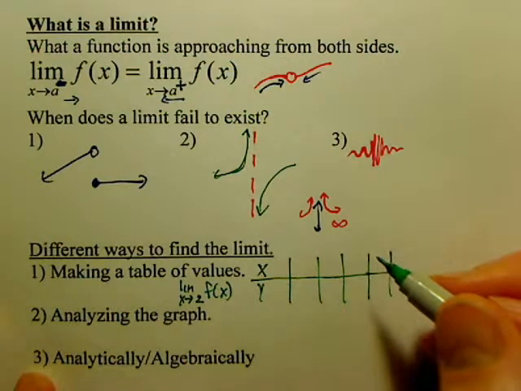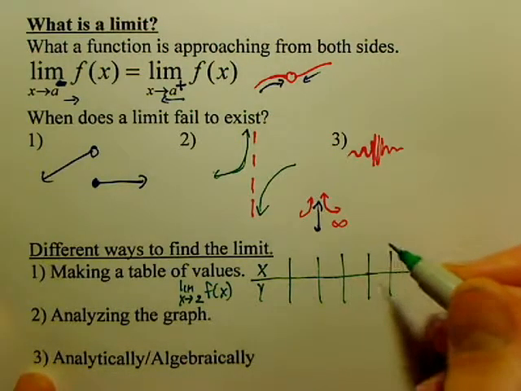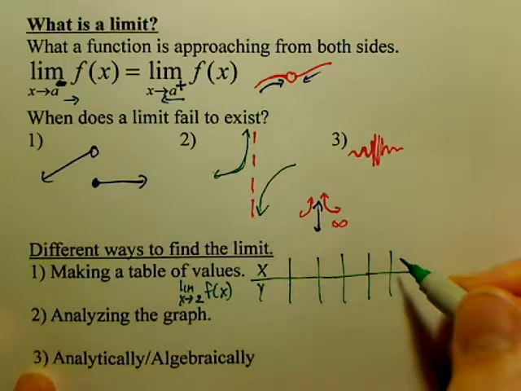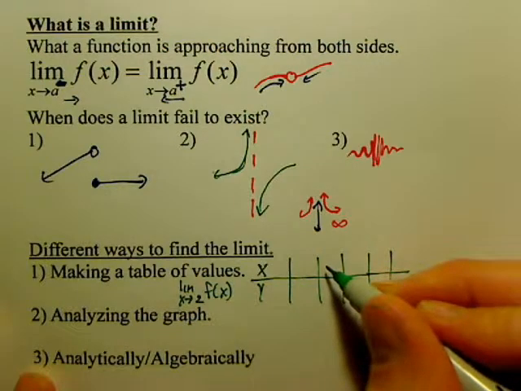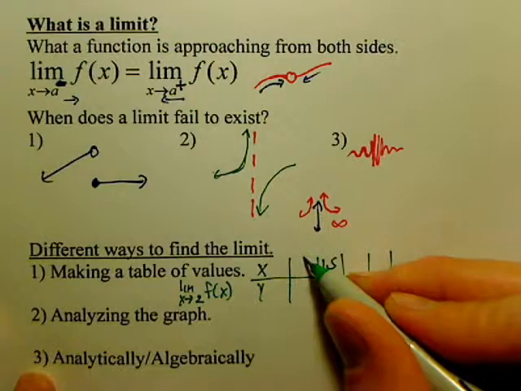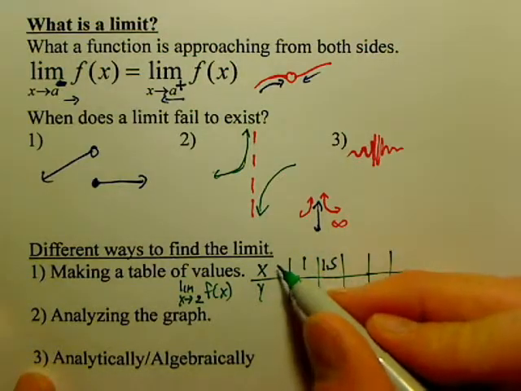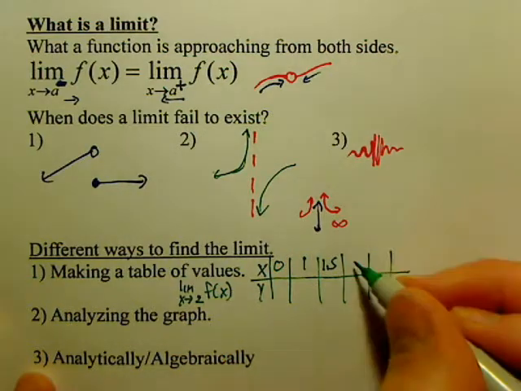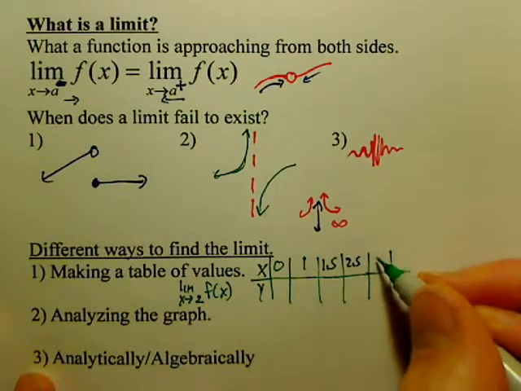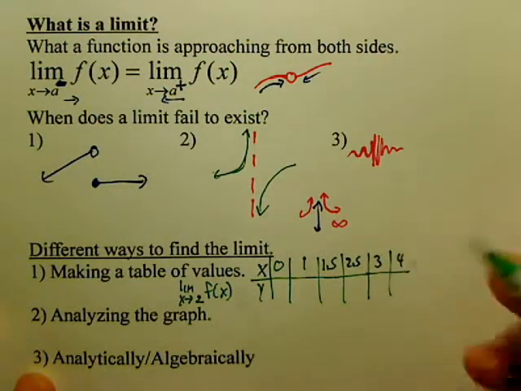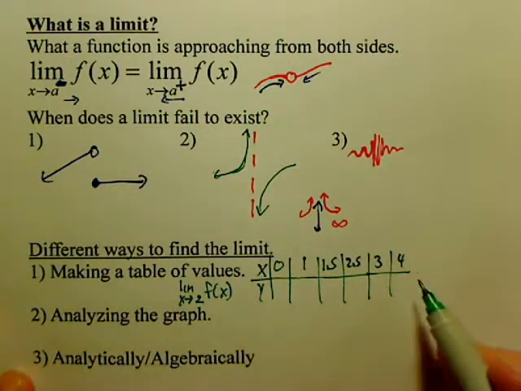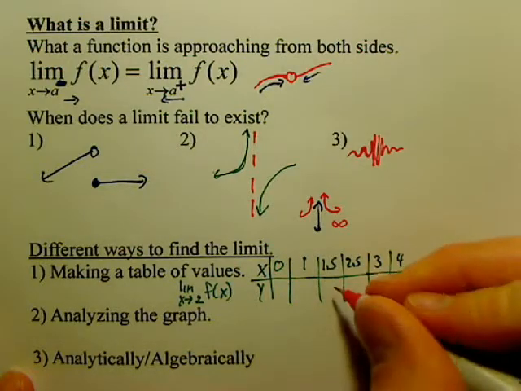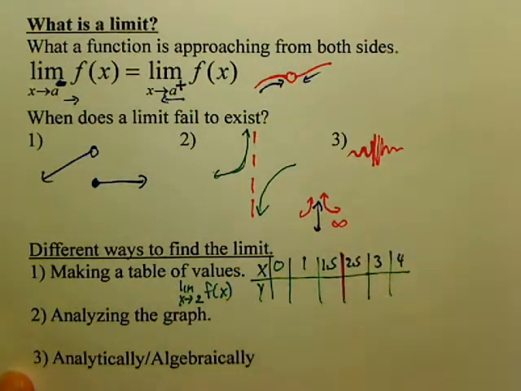So what we do is make values from both sides. We're trying to approach 2. So what's a value right next to 2? Well, that would be like 1.5. I could put in 1. I can put in 0. Do you see how we're approaching 2? And from this side, I'm going to put 2.5, 3, 4. If I fill this table out, aren't we approaching right here? That's what we want to find.